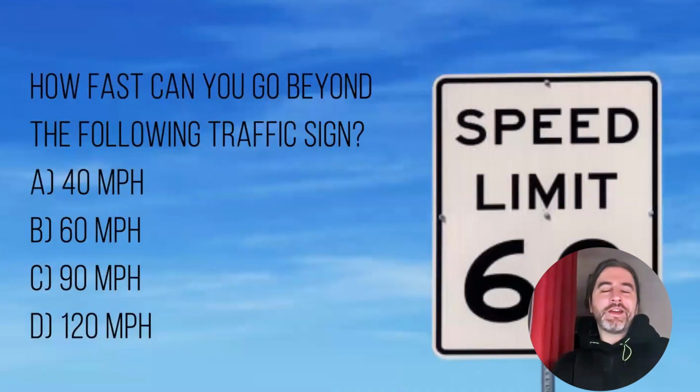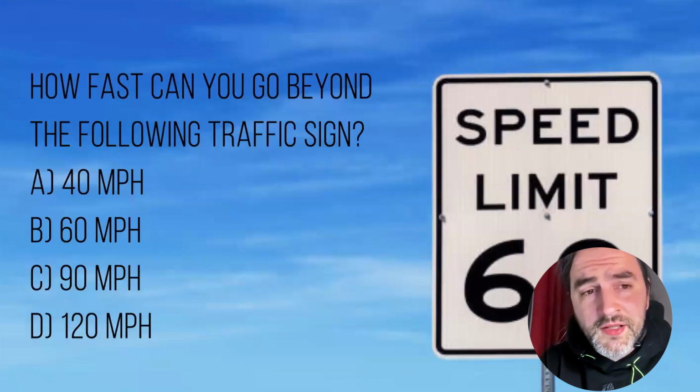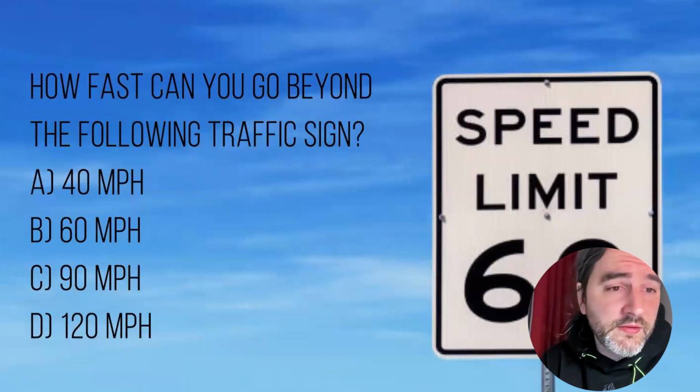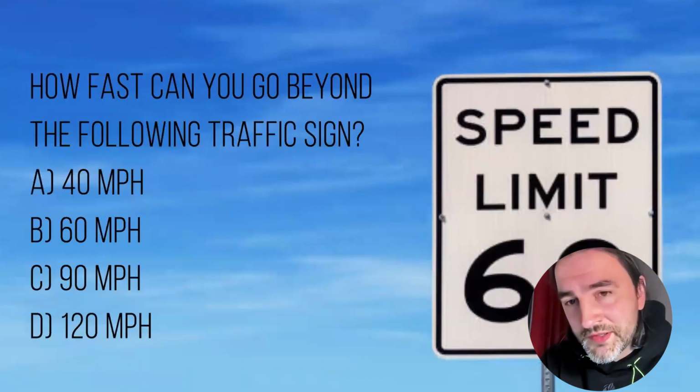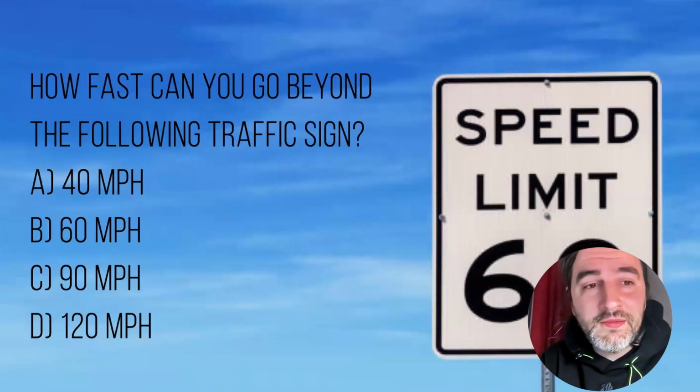Another quiz while I have you online with me. I think the sign is self-explanatory. The question is, how fast can you go beyond the following traffic sign? A, is it 40 miles an hour? B, is it 60 miles an hour? C, is it 90 miles an hour? Or D, is it 120 miles an hour? Although this is not a screenshot, this is a real question, just a little bit paraphrased from a real test that I had to take. And I was so annoyed by these questions. So what do you think? A, B, C, or D?